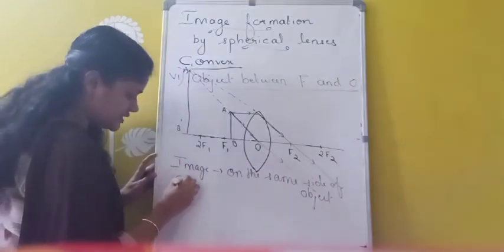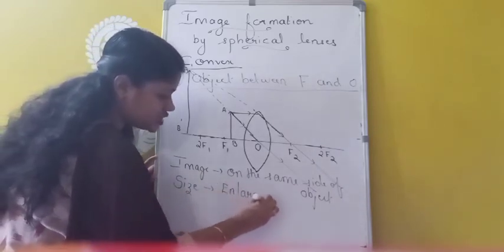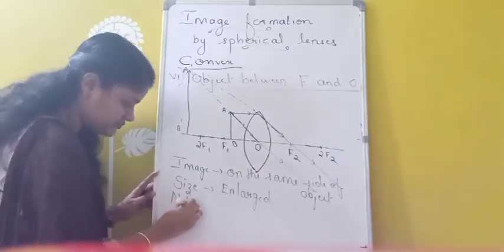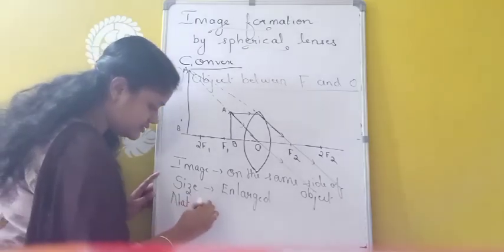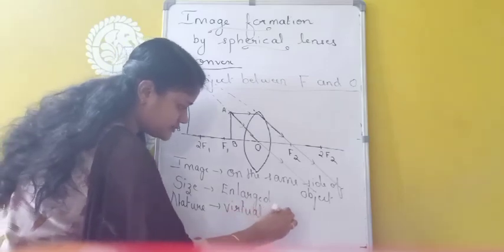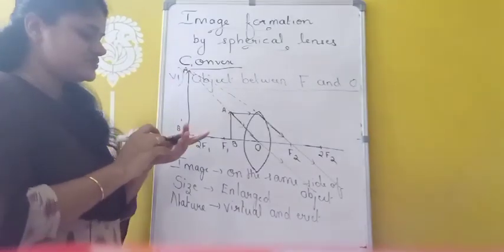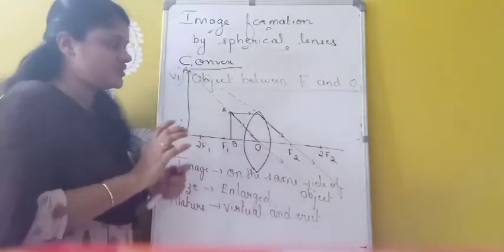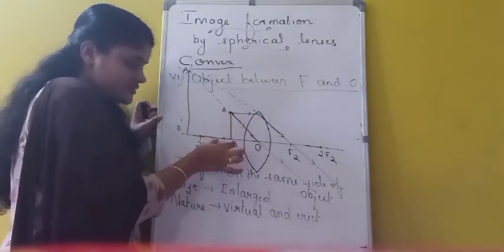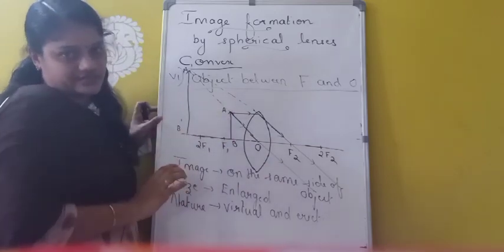And what about the size of the image? Enlarged. So we are getting an enlarged or magnified image on the same side of the object. And what is the nature of the image? Virtual and erect. So only in this condition, in the case of convex lens, we are getting which image? Virtual erect image. So what is the condition? When the object is between focus and optic center. So only when the object is between focus and optic center, we are getting a virtual image in the case of which lens? Convex lens. Okay.